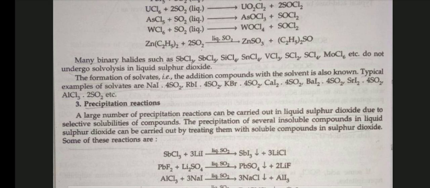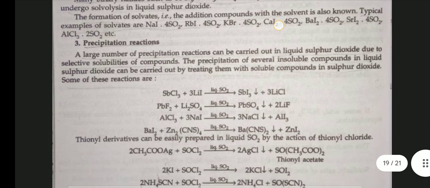Third one is precipitation reaction. A large number of precipitation reactions can be carried out in liquid sulfur dioxide due to selective solubilities of compounds. The precipitation of several insoluble compounds in liquid sulfur dioxide can be carried out by treating them with soluble compounds in sulfur dioxide. Some of these reactions are SbCl3 plus 3 LiI treated with liquid SO2 gives SbI3 plus 3 LiCl.